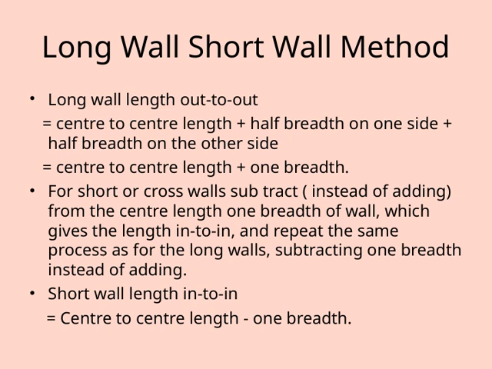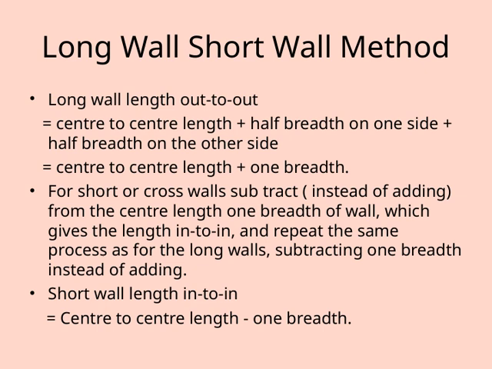Then, just like with the long walls, we adjust by subtracting one breadth to get the in-to-in measurement, which helps us accurately determine the internal dimensions. The key thing to remember is that for long walls, we're adding half breadths to reach out to out, and for short walls, we subtract a breadth to get the in-to-in length. This method is crucial because it helps us quickly and accurately calculate wall lengths based on their orientation and position relative to the centerline. By understanding this approach, we ensure our measurements are precise, which is fundamental for reliable planning and construction.